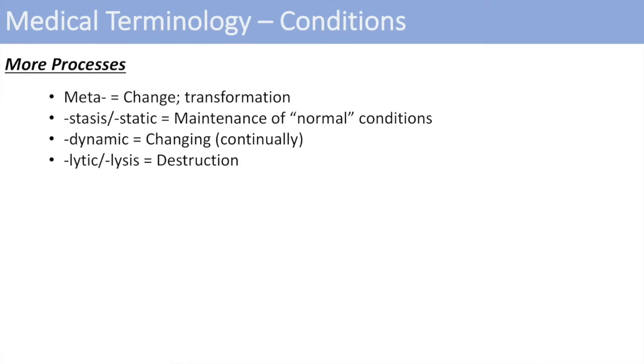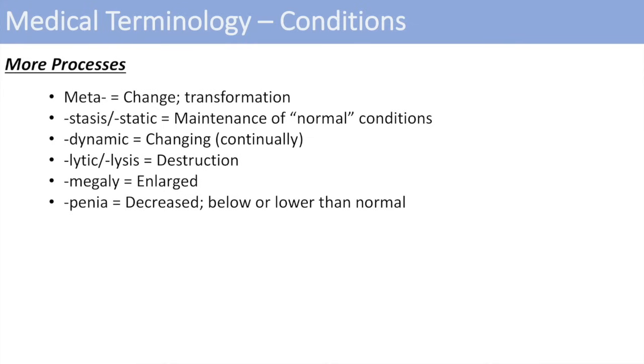Another one that is common is lytic or lysis. So that just means destruction. So when you think of hemolytic or hemolysis, it's destruction of blood or destruction of red blood cells. Megaly means enlarge. And you may have remembered earlier I had mentioned megalo. This is just another way of using that term. Instead of using it as a prefix, you can also use it as a suffix. So that just means enlarged. Penia means decreased or below or lower than normal. So for that one, you can think of cytopenia. So a decrease in cell number, or your number of cells is below normal.